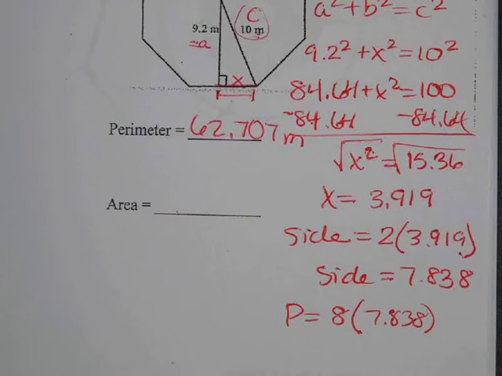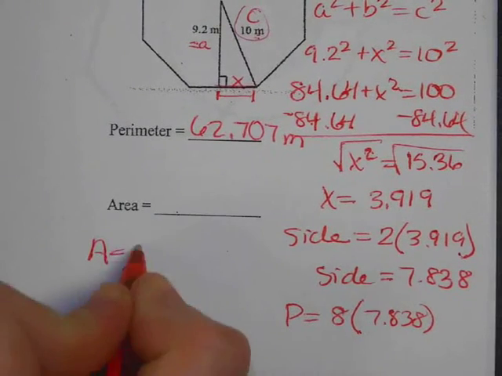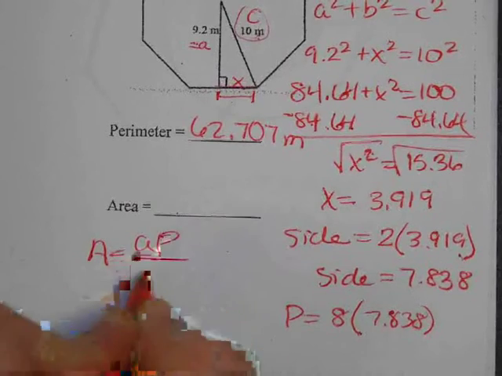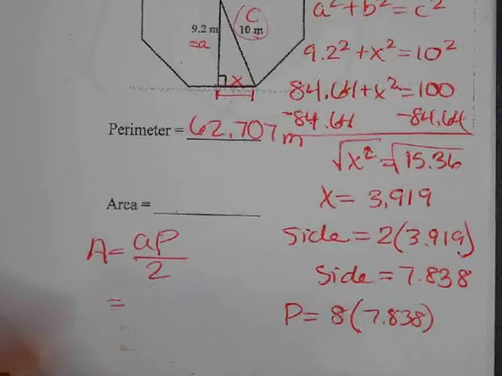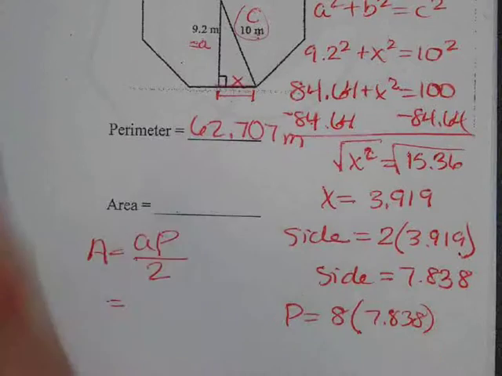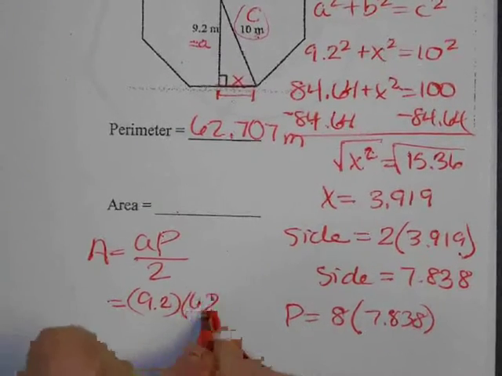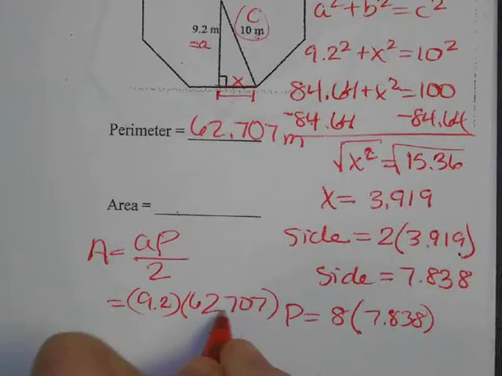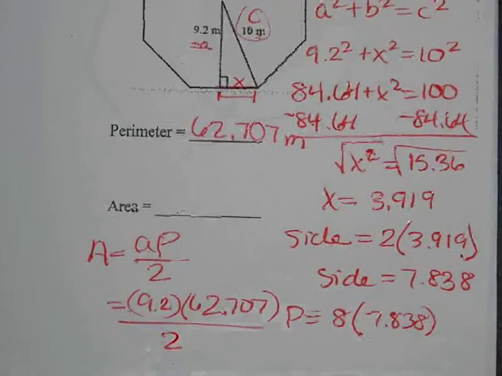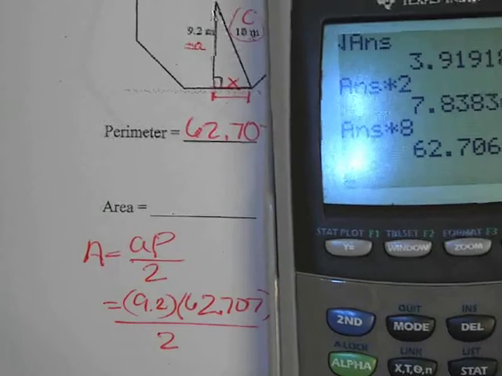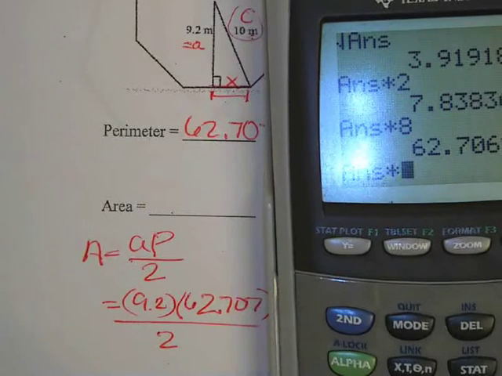Now our goal is to find area. So we're going to use the area of regular polygons formula, which is apothem times perimeter divided by 2. Apothem they gave us in the picture was 9.2. My perimeter we just calculated is 62.707. And we're going to divide by 2. So again, I'm using the most recent number on my calculator, multiplying by 9.2 and dividing by 2.